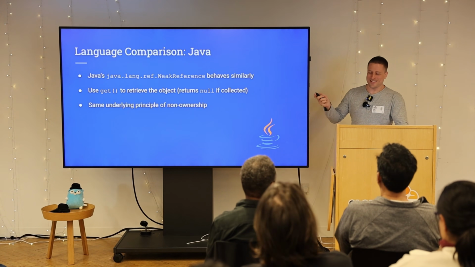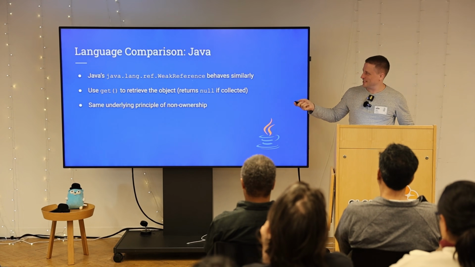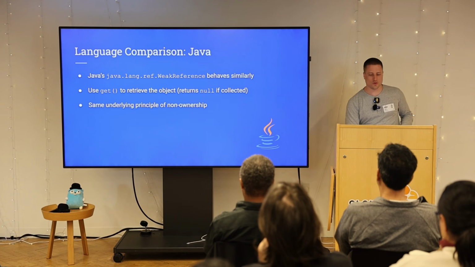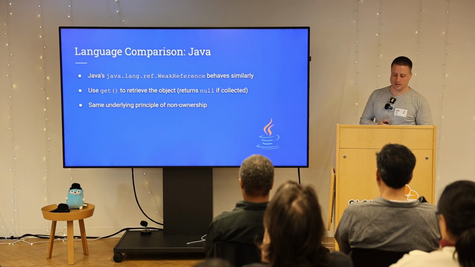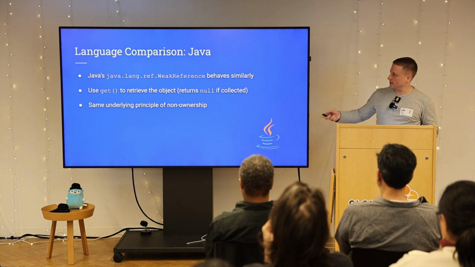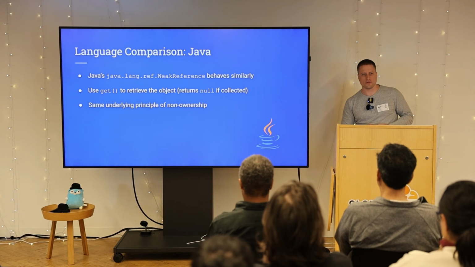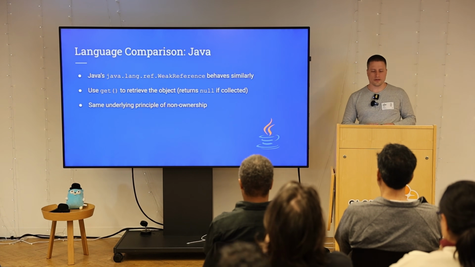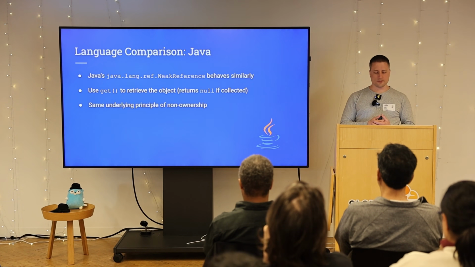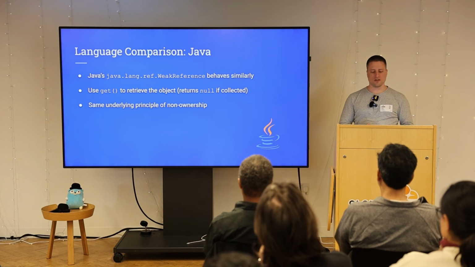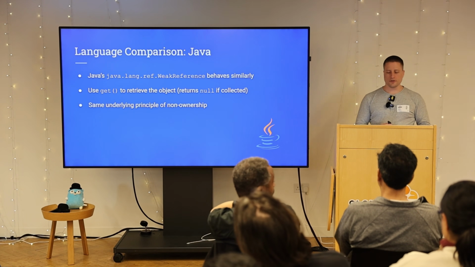So Java has this feature here, java.lang.ref.WeakReference, which does what you'd think it would do. You can use get to get the object. I think it retrieves the actual object itself, not a pointer, because it's Java. And it can return null if the object's been collected. Has the same underlying principles of non-ownership.